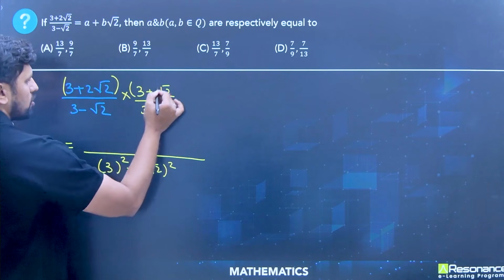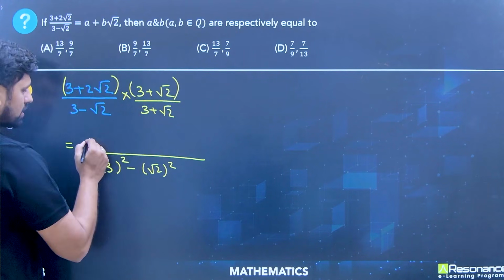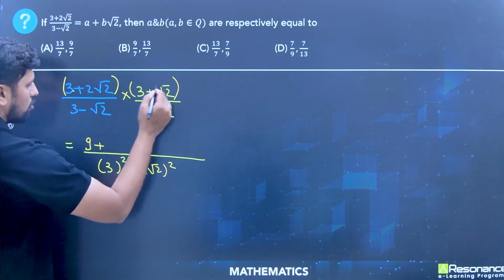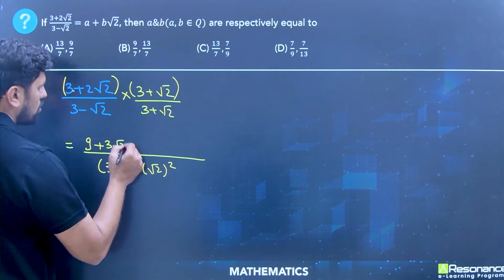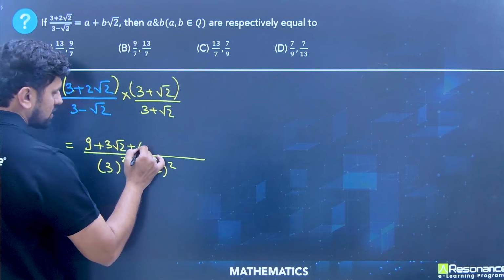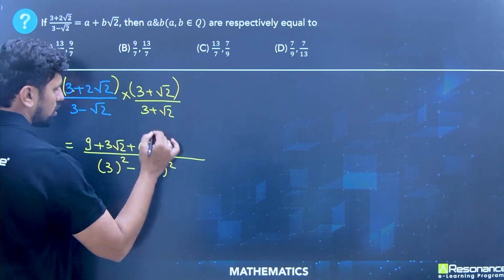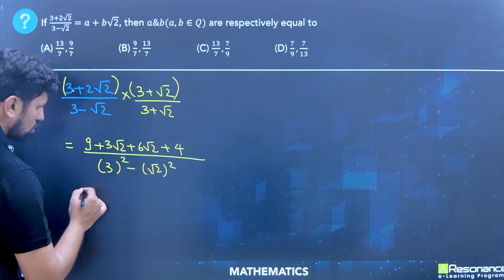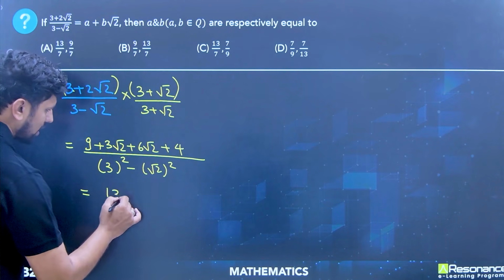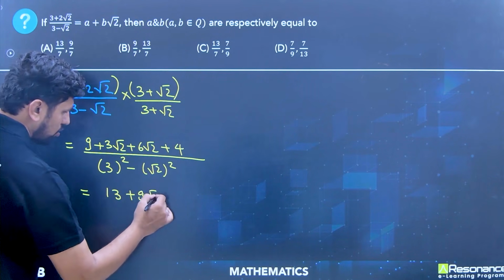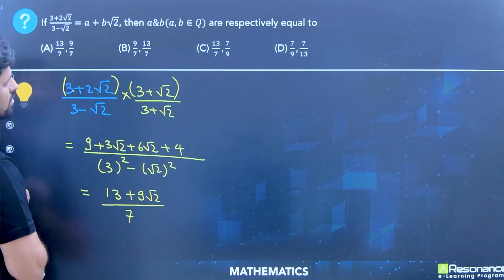Now multiply these two. So 3 into 3 is 9. 3 into root 2 is 3 root 2. 2 root 2 into 3 is 6 root 2. And 2 root 2 into root 2 is 4. So we got 13 plus 9 root 2 upon 7.